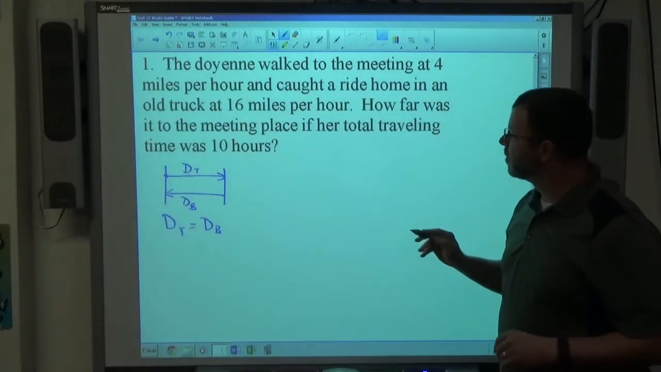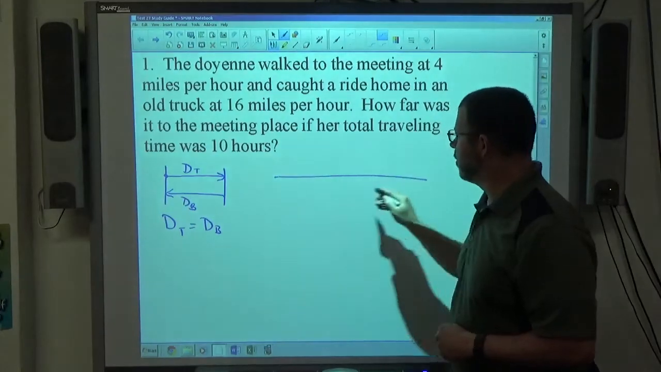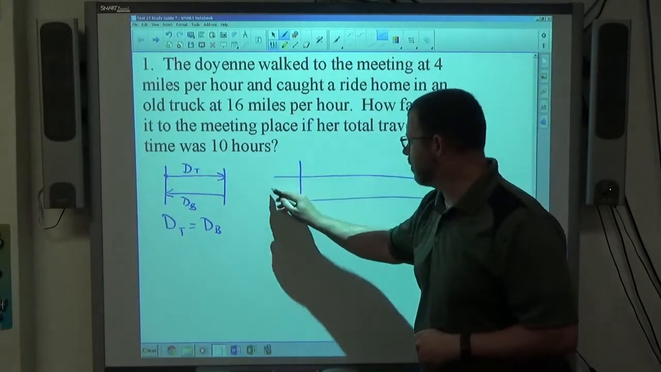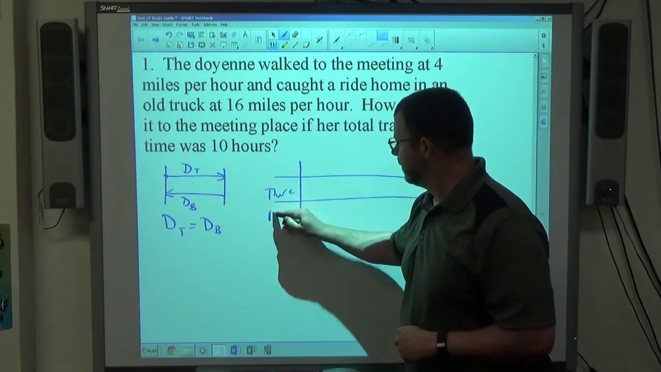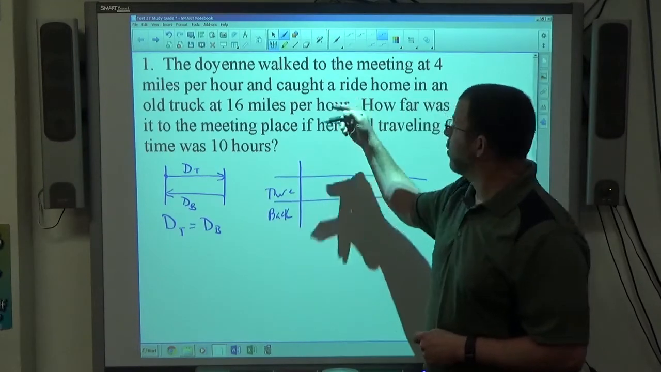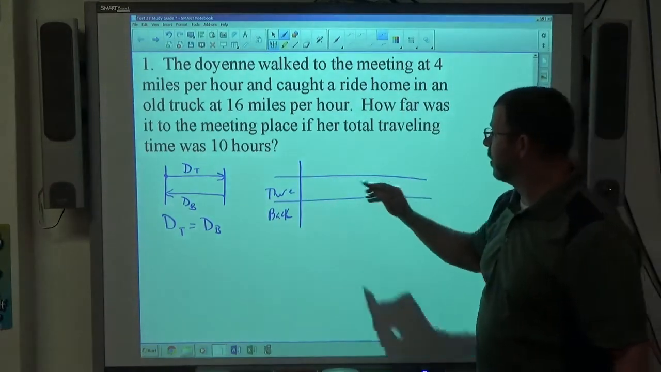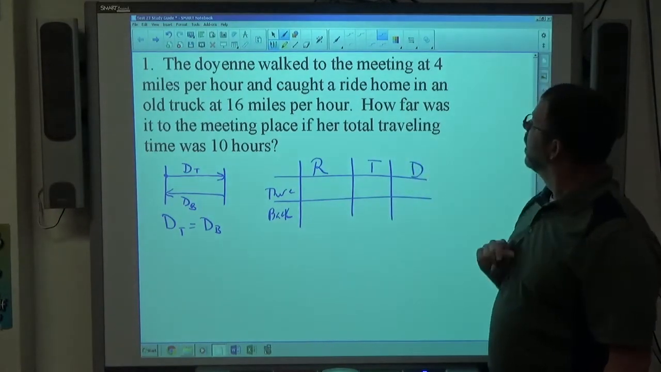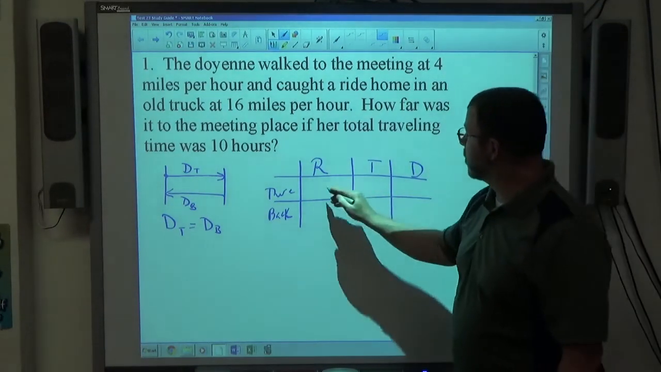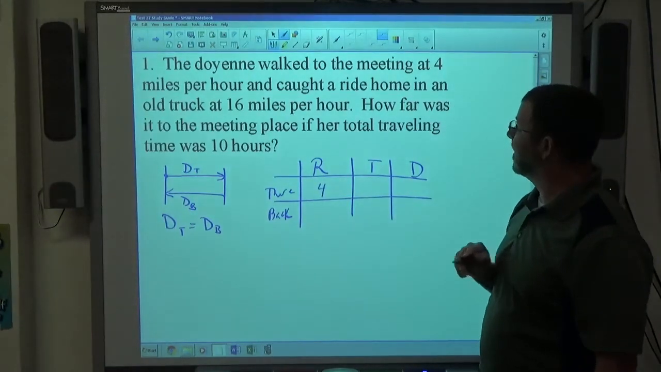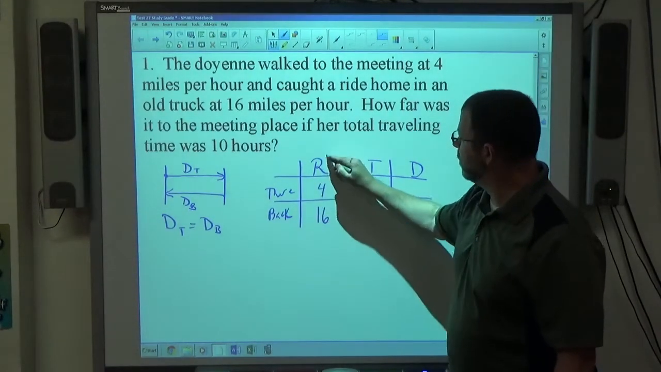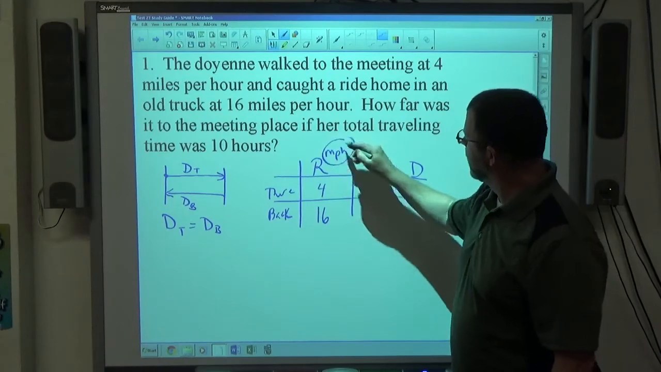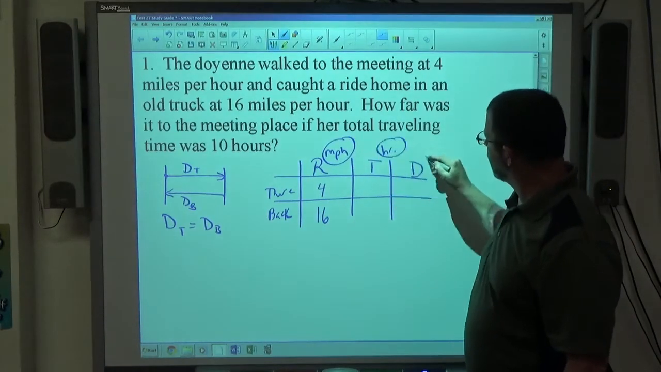So second thing, once we've established the distance relationship, my categories I'm picking are there and back. You can also go walking, riding, whatever you want to do there, it doesn't matter, as long as you have something to represent it. She walked at 4 miles per hour. She returned at 16 miles per hour. So they give us the speeds in miles per hour. That means time is going to be hours, distance is going to be miles.